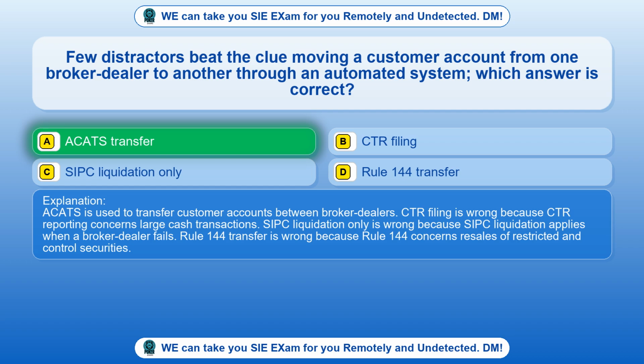CTR filing is wrong because CTR reporting concerns large cash transactions. SIPC liquidation only is wrong because SIPC liquidation applies when a broker-dealer fails. Rule 144 transfer is wrong because Rule 144 concerns resales of restricted and controlled securities.